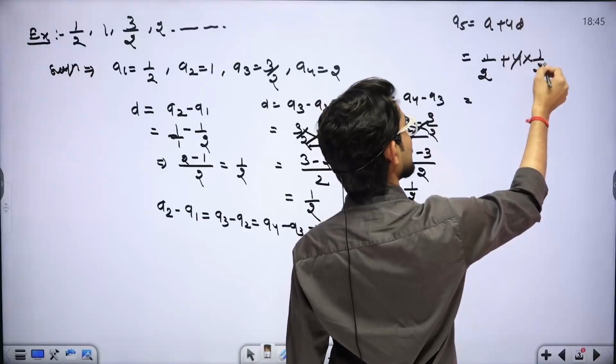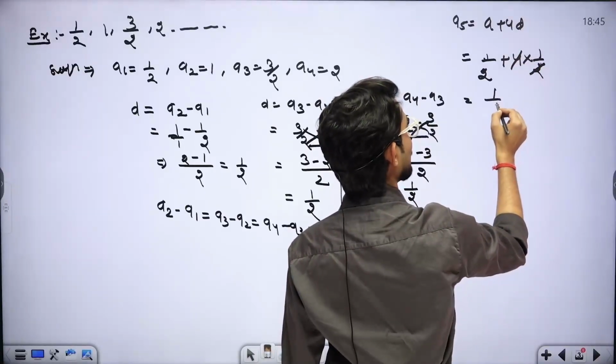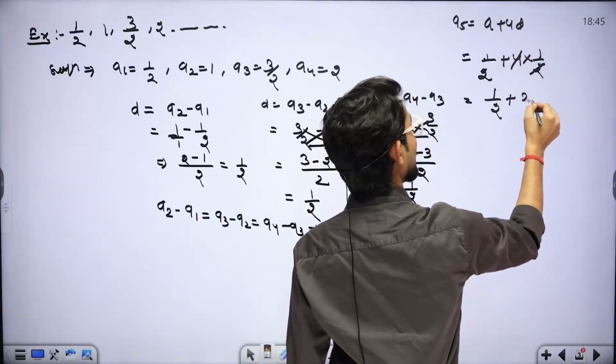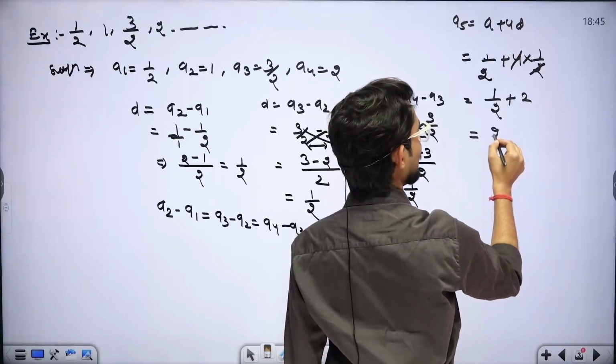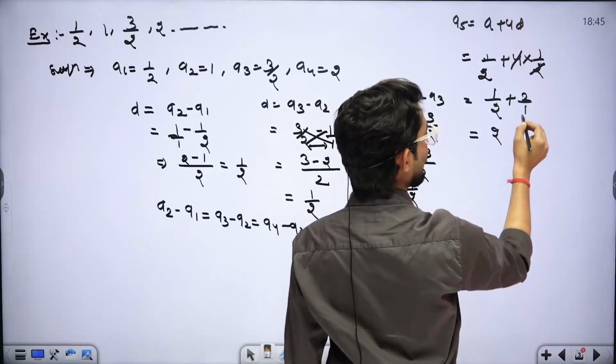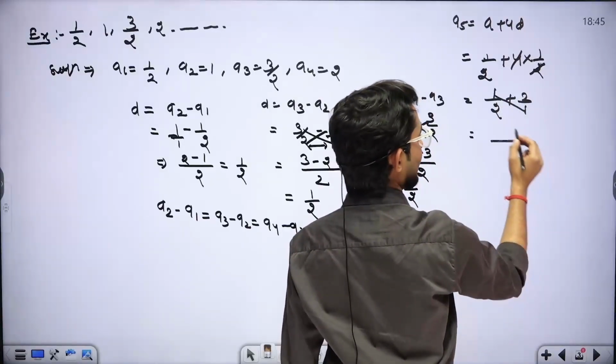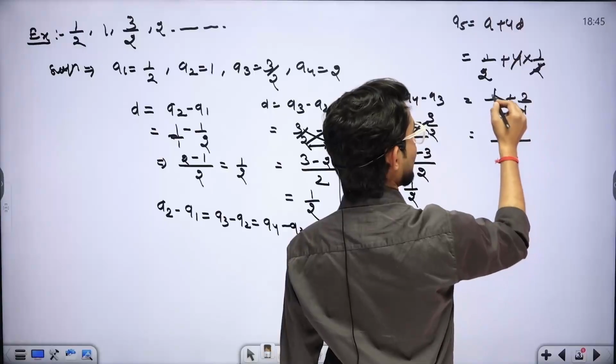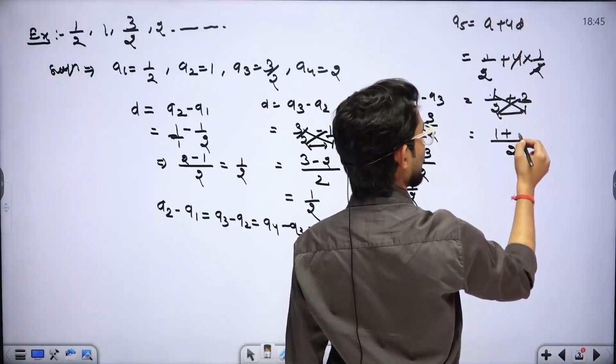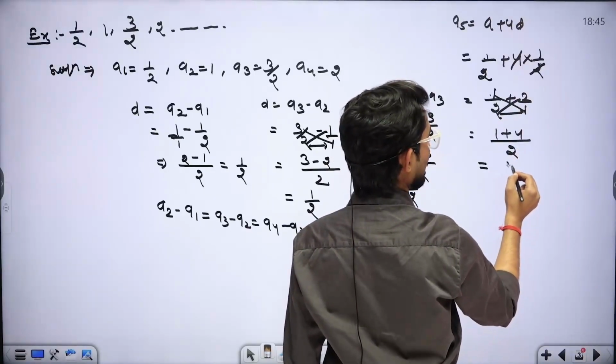When you cancel this out, you will get 2 to the 4. So 1 by 2 plus 2. When you add this, you will get 2 and a half, or you can find it by the LCM: 2 ones are 2, 1 ones are 1, and 2 twos are 4. So 4 plus 1, 5 upon 2.